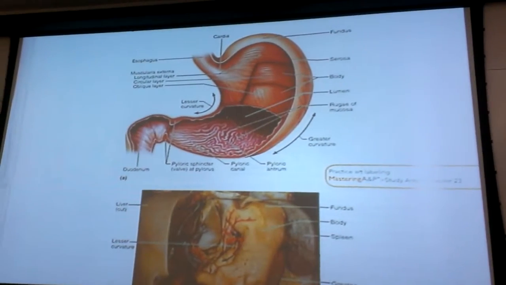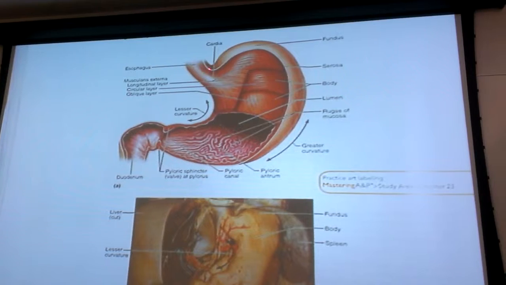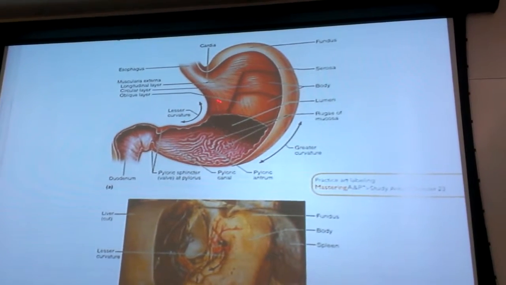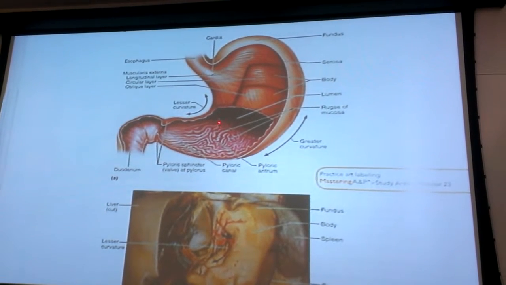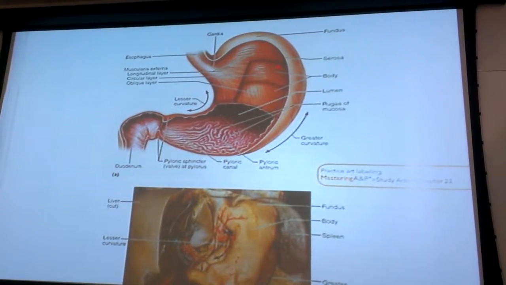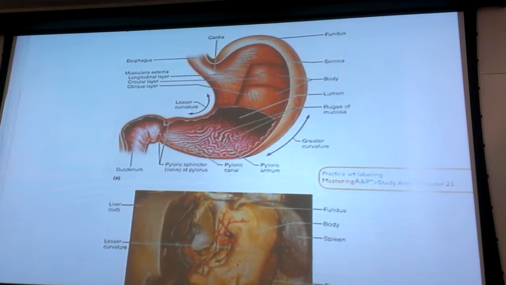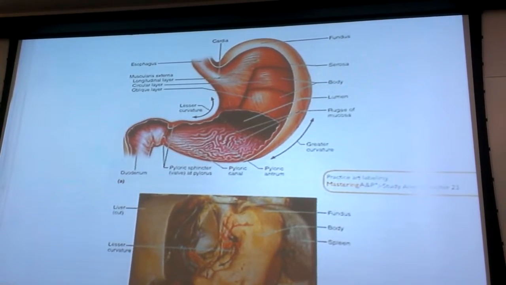But definitely the main points on this guy. The cardiac sphincter, the pyloric sphincter, greater curvature, lesser curvature, the rugae, fundus, all those things you definitely need to know. And they're on this guy right here.